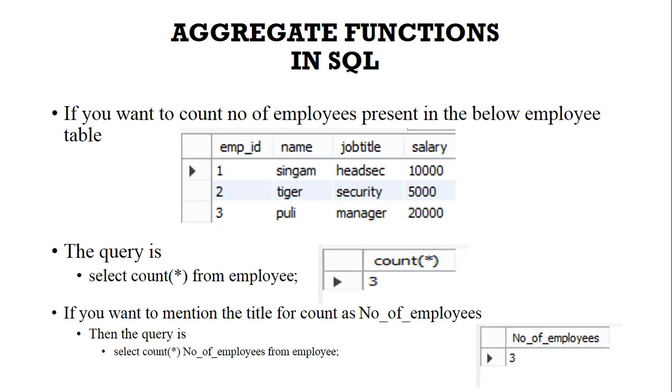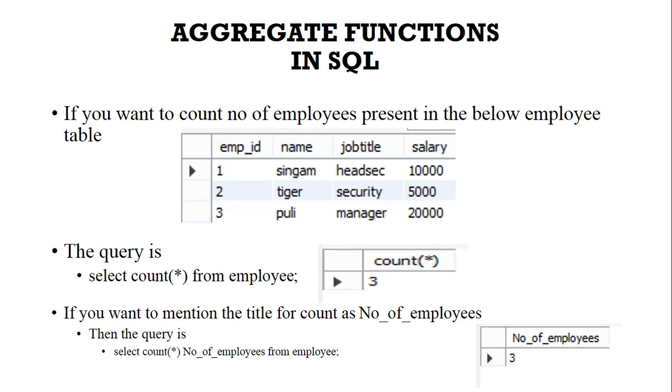Before coming to this lecture, I have prepared some examples using MySQL Workbench. This is one of the examples. An employee table has been created with 4 attributes: employee ID, name, job title, and salary.